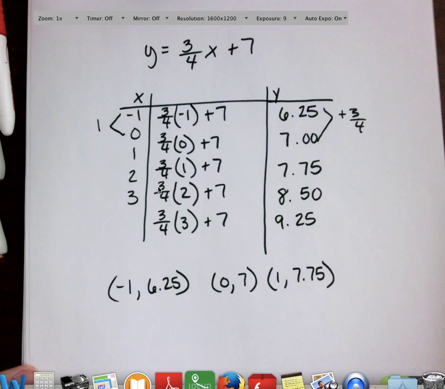All right. That is slope-intercept form, finding slope-intercept form from a graph, and finding points from a table.